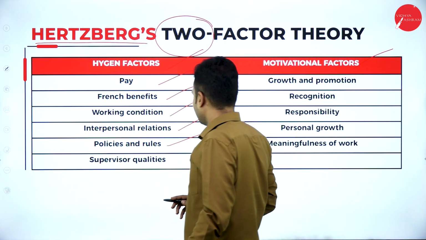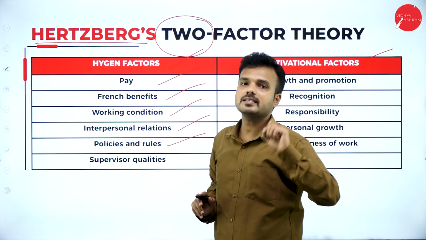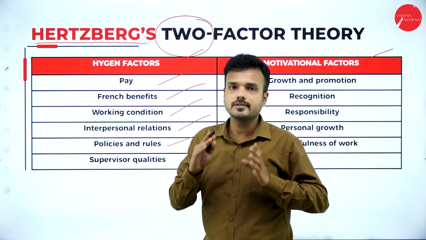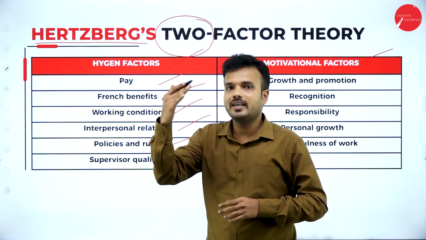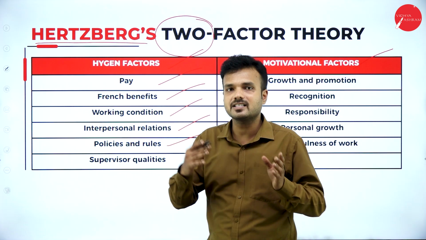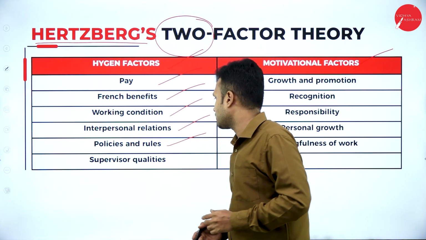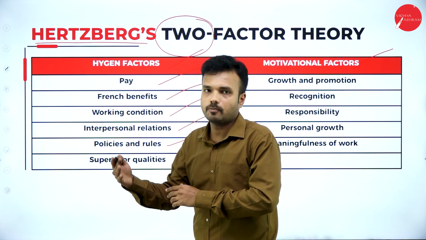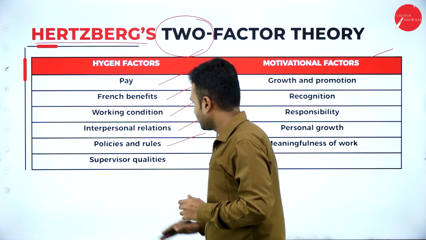Policies and rules. So there must be tailored policies and rules. Whatever the rules and regulations of the organization, we can tailor them as per the situation, as per the condition, as per the project. As per situation, condition and project, we can tailor the things.